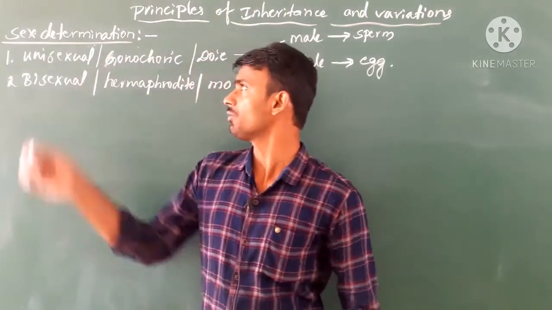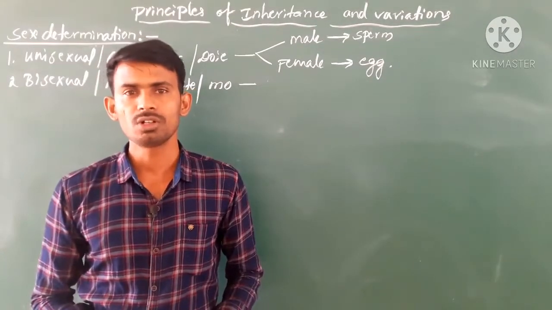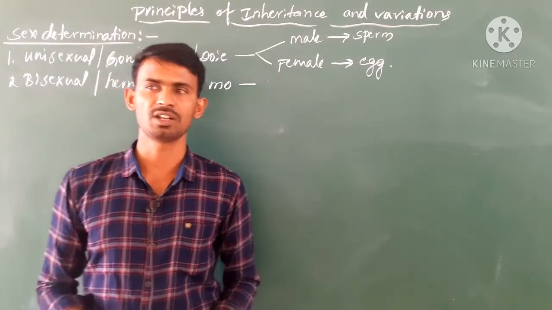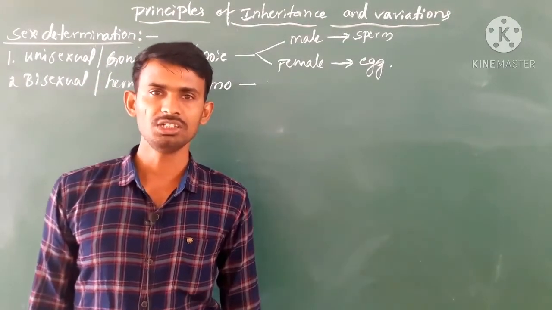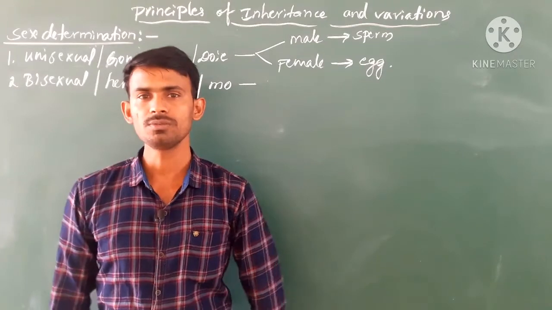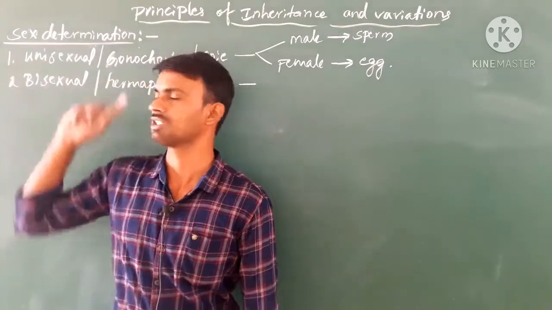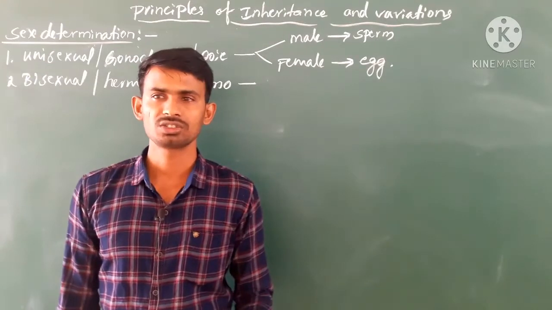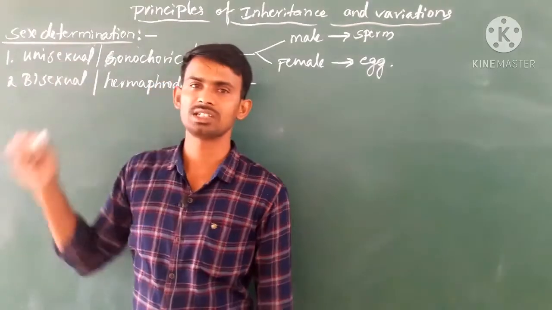Dear students, observe here, sex determination is the process of development of the primary sex organs in the individuals. What are the primary sex organs? They are the gonads. In males, the testes, and in females, the ovaries are the gonads or primary sex organs. The process of development of primary sex organs or gonads in the individual is called sex determination. Or, one more definition: the establishment of maleness or femaleness in the individuals is called sex determination.